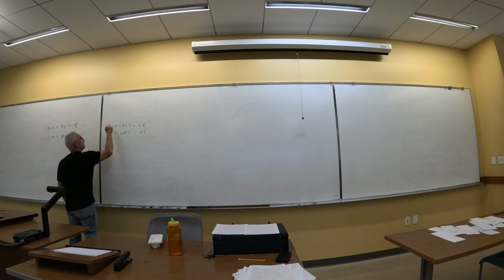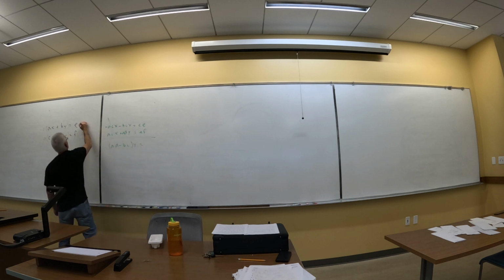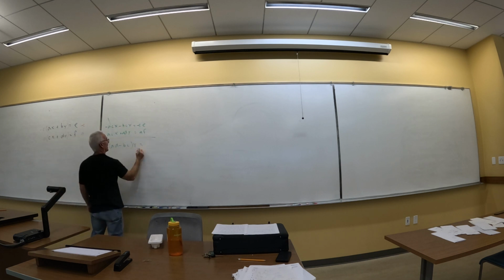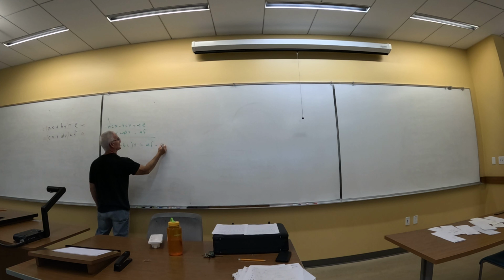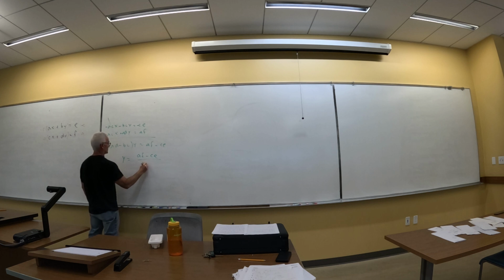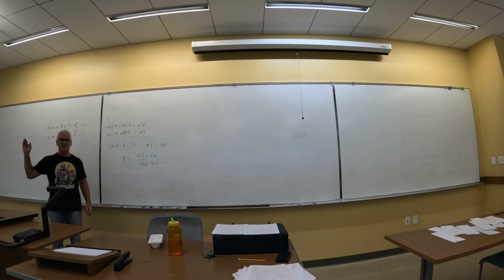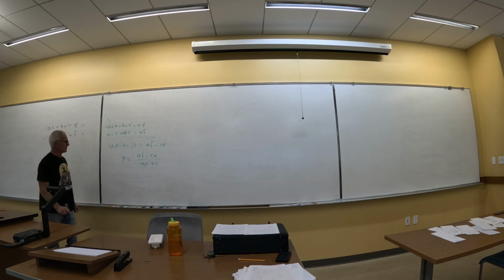And now when I add them, boom, I have (AD minus BC)Y equals, so that should be a negative sign, and then I have AF minus CE. So therefore, y equals, now as scary as this looks, this is either going to be a simple fraction or an integer, right? We already know that because I have integer coefficients. But that's the form of the answer.